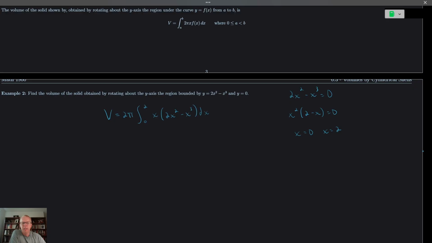So let's multiply out this x. So we get 2x cubed minus x to the 4th dx. And so then we'll integrate. We get 1/2 x to the 4th minus 1/5 x to the 5th from 0 to 2. And plug those in. 2 to the 4th, 16, divided by 2 is 8. And then 2 to the 5th is 32 over 5. And I believe when we work that out, we get 16 pi over 5.